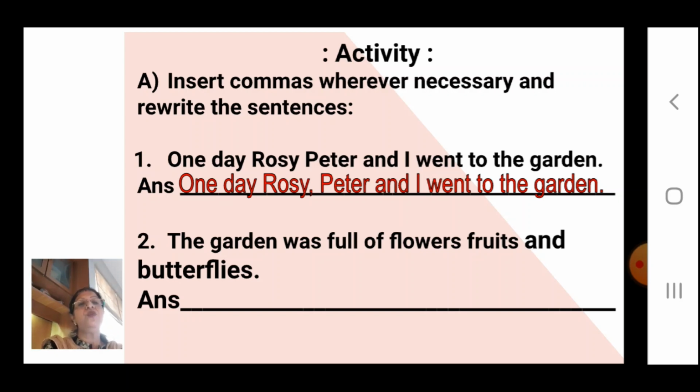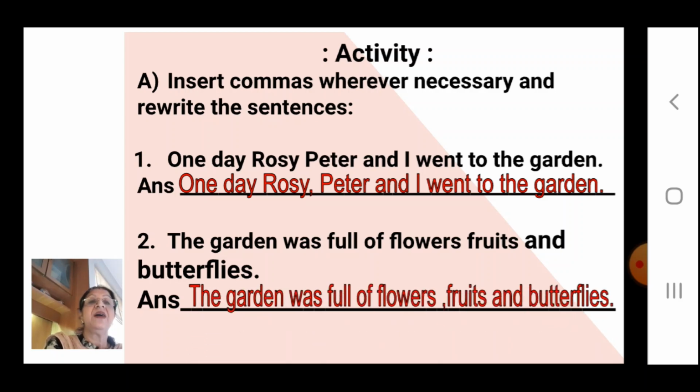Now number 2. "The garden was full of flowers, fruits and butterflies." So here where do we have to put a comma? The garden was full of flowers. So after flowers we put a comma, fruits and butterflies. Because after flowers, yes, we have to put a comma because it is separating the series of words. The garden was full of flowers, fruits and butterflies. Have you done this, children? Very good.